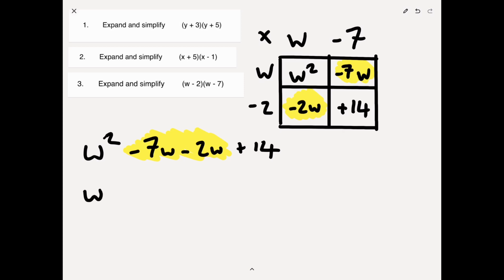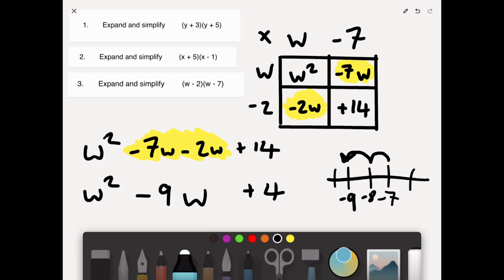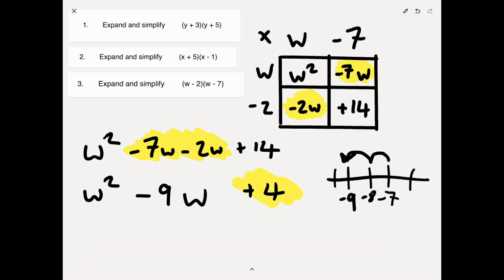Then we've still got our w squared, we've still got our plus 14, minus 7w, take away 2w then. This could catch some people out. Well, minus 7, take away 2 more. If we think about a number line, you've got minus 7 here, and you're taking away 2. You're going 2 to the left, and that would be minus 8 there, minus 9. So we'd get minus 9w plus 14. Final answer then, w squared minus 9w plus 14.